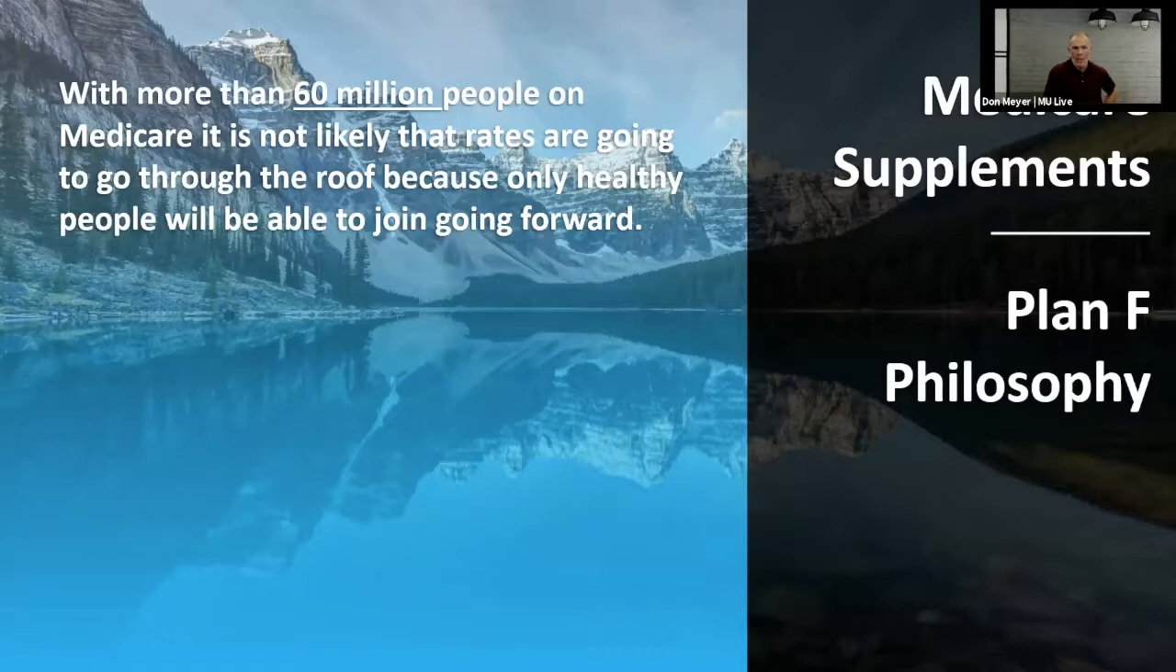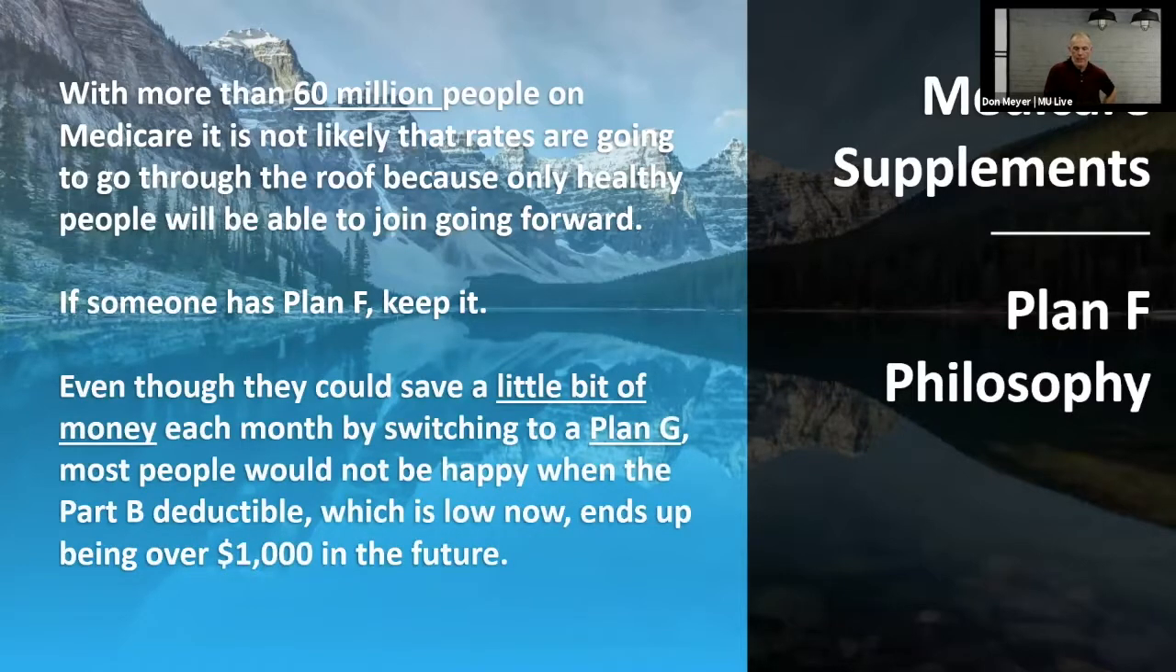Now, any one company can have huge rate increases. That's got a lot to do with that particular company. But that's not stopping me from putting people on Plan F. And if someone has Plan F, you know what I tell them? I tell them to keep it. Even though they could save a little bit of money each month by switching to a Plan G, most people would not be happy when the Part B deductible, which is low now, ends up being over $1,000 in the future.